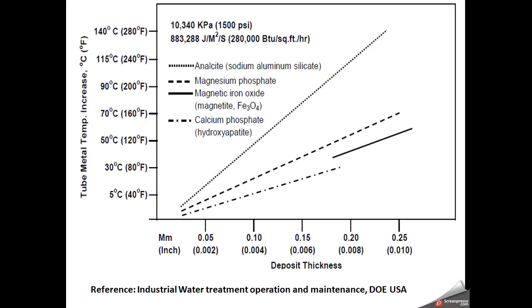This is a typical diagram which shows the effect of deposit thickness on the tube metal temperature increase. Here, four different types of materials have been explained. If we plot the deposit thickness against the temperature, you can see that analcite, which is sodium aluminium silicate, shows that as the thickness increases, the tube metal temperature also increases linearly.